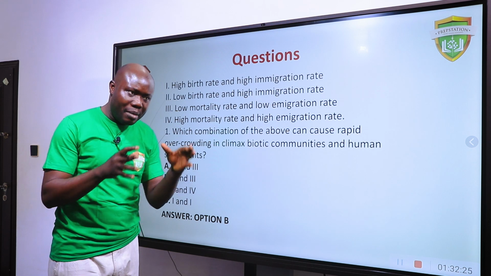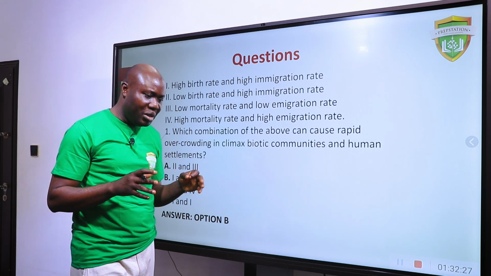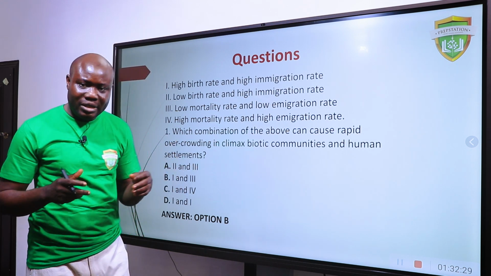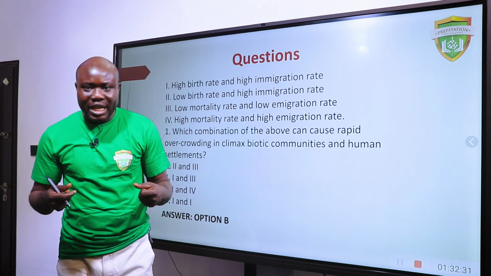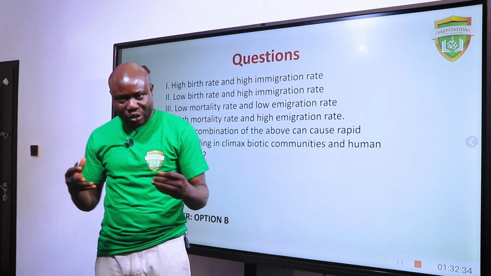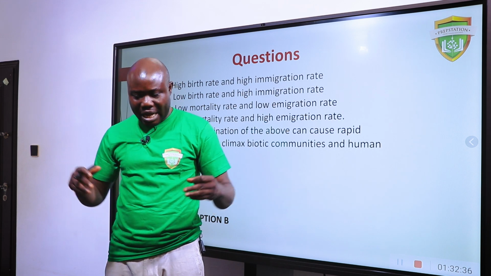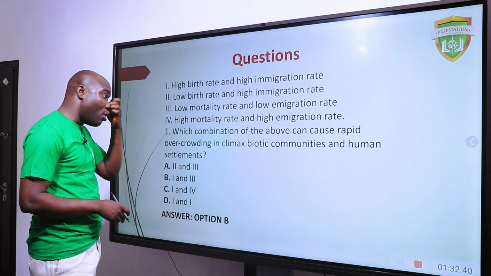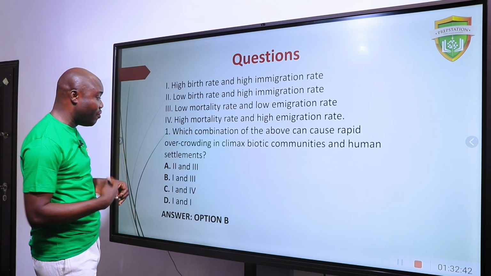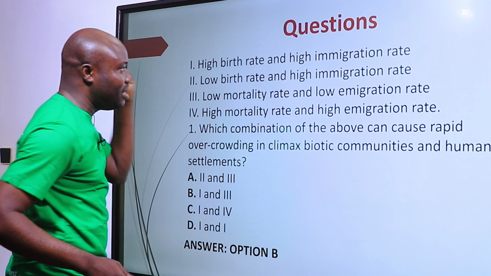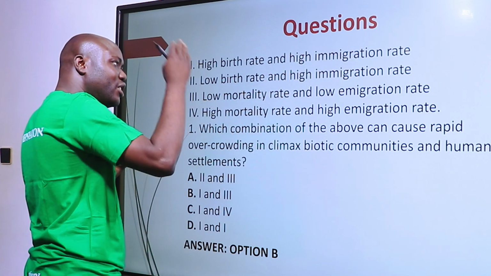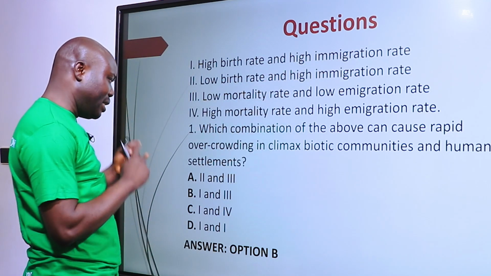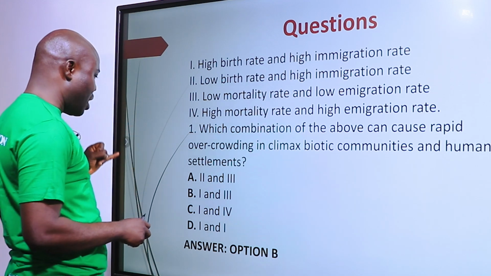A climax community is a kind of community that is self-sustaining. It has gotten to a level that it can sustain itself. You get? It can sustain itself. It is kind of balanced. Okay, so they're asking us what do you think can cause rapid overcrowding? They say high birth rate, yes. High immigration rate. Immigration means that what? People are coming. Yes.